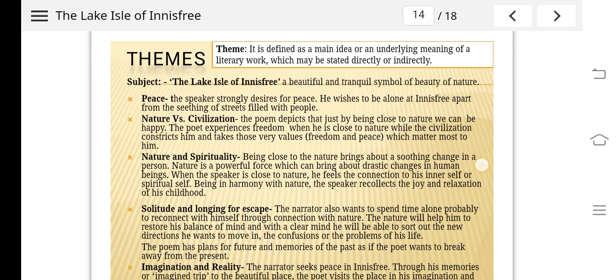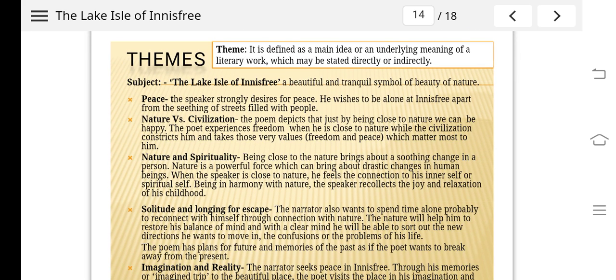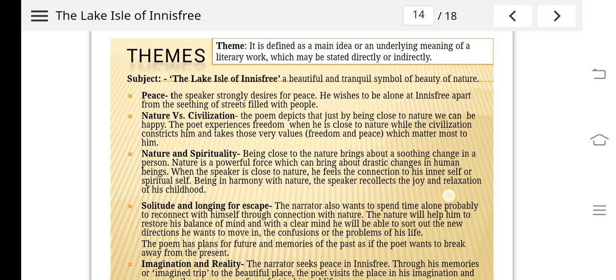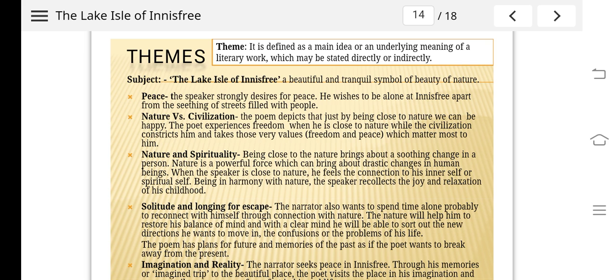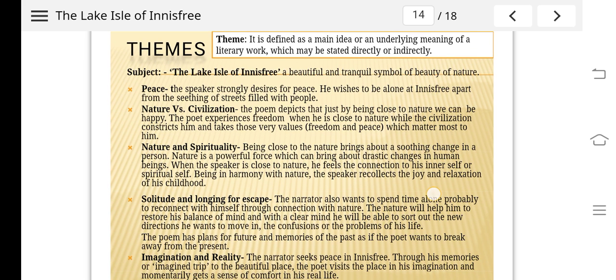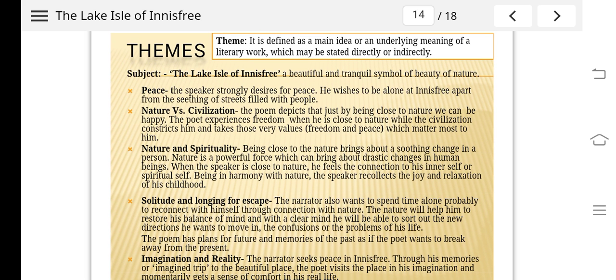Now the explanation of all three stanzas ends here. We will discuss the themes. Theme is defined as a main idea or an underlying meaning of the literary work, which may be stated directly or indirectly. Here the subject is the Lake Isle of Innisfree. It is beautiful and tranquil, a symbol of the beauty of nature. Here a few themes have been taken, a few words which we must emphasize.